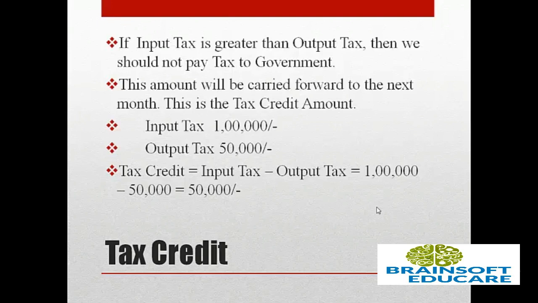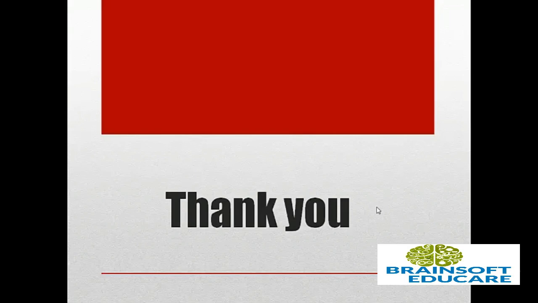For example, input tax is 1 lakh and output tax is 50,000. Then input tax is greater than output tax. So tax credit will be input tax minus output tax, which is 1 lakh minus 50,000 is equal to 50,000, which is the tax credit, and it will be carried forward to the next month. So this is the calculation of VAT.